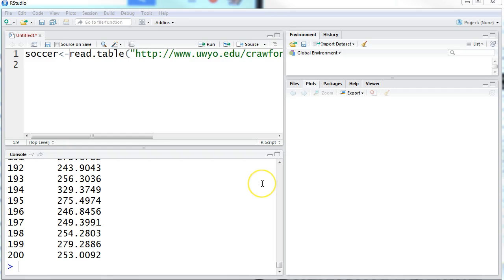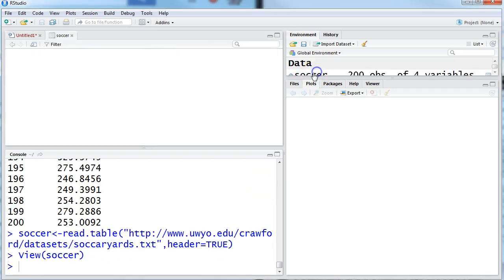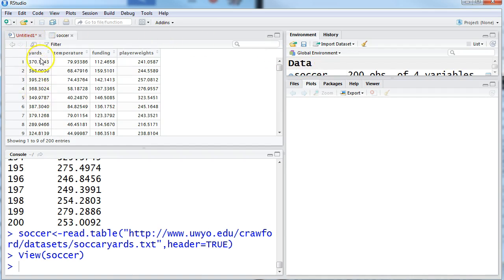So our data set is a soccer data set. And our goal is to be able to predict how many yards the ball travels based on the temperature and the funding for the arena and the weight of the players. And so the idea is if you give me a player and time of day and funding, I can tell you how far that player is going to travel with the ball during the game.